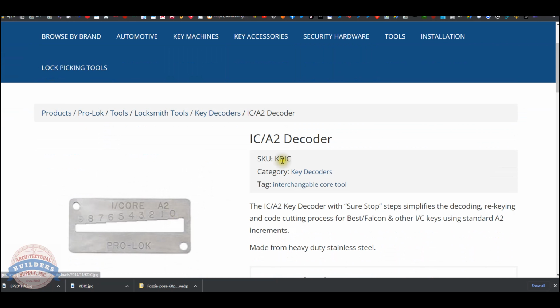And here it is, because it is an A2 key gauge, or what Pro Lok calls a decoder. All you do is literally slide the key into this, and when you stop, that's the cut of the key. I would demonstrate it, but I believe it to be a bit obvious. So that will be riveted to the front of the machine. So we took an order from the client for 2 of these. We're going to send them.